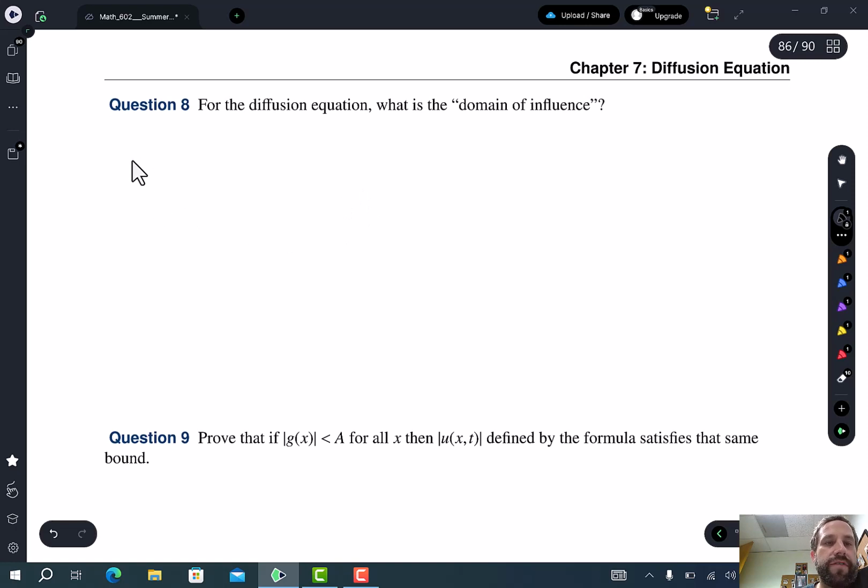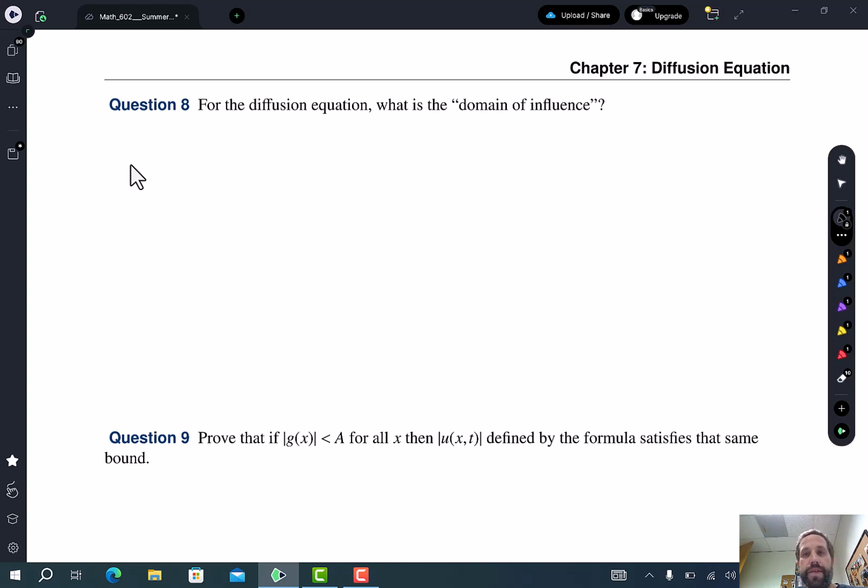So what is the domain of influence? With the wave equation, remember what happened: a disturbance took time to travel down the string. So if I plucked the string here, it's going to take a while down the string for the string to even know it got plucked, because that disturbance had to travel down.